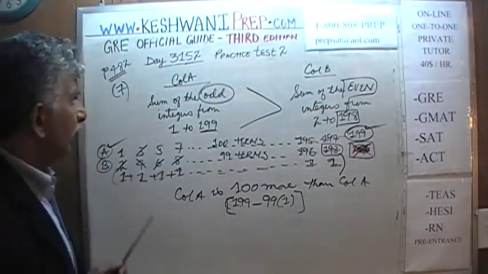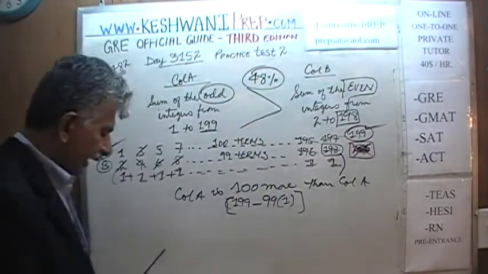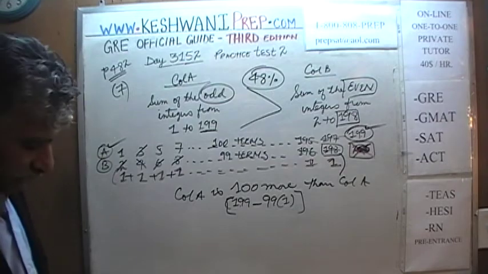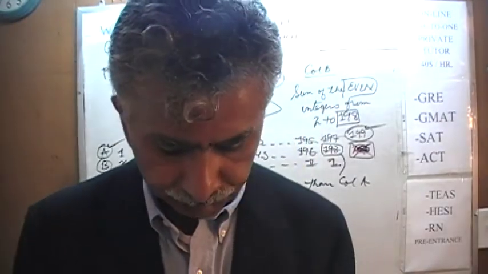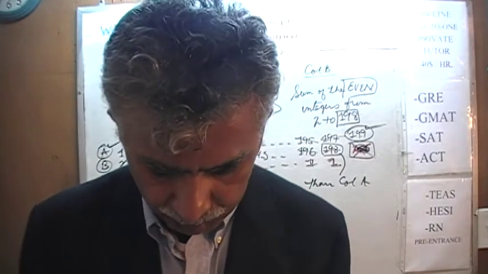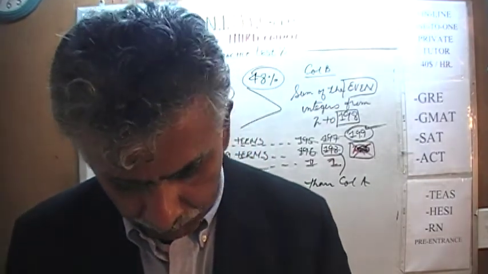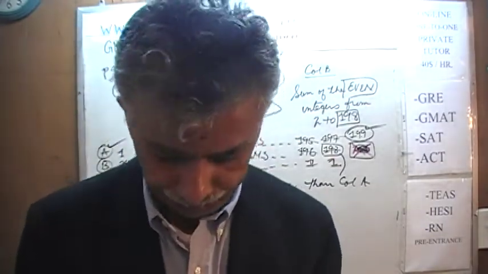Answer is A, and the percentile here was such that more than half the people who took the exam had trouble with it. 52% got it wrong. 52% of the people got it wrong. Tomorrow we'll pick up from problem number 9. Okay?